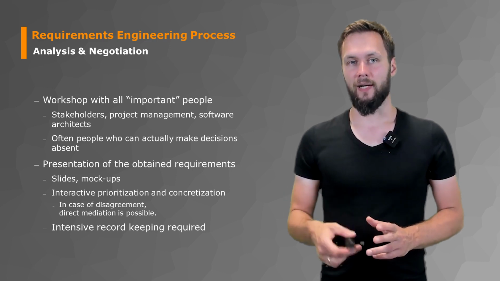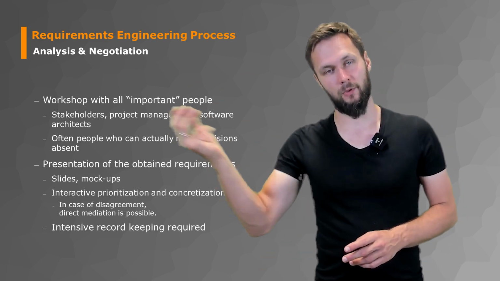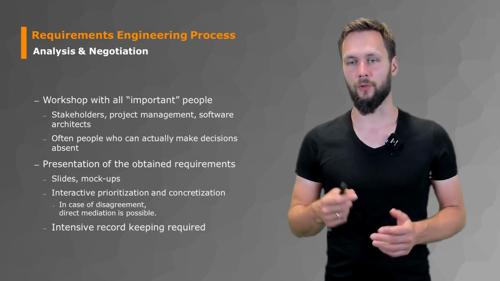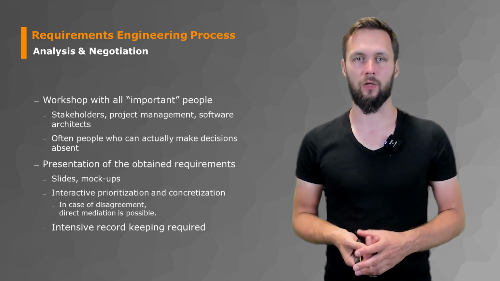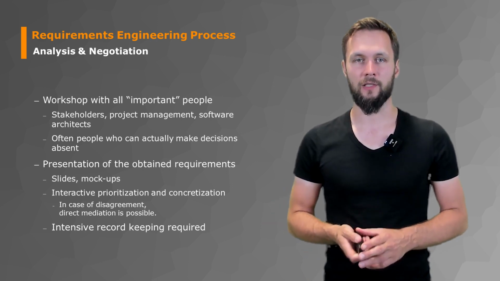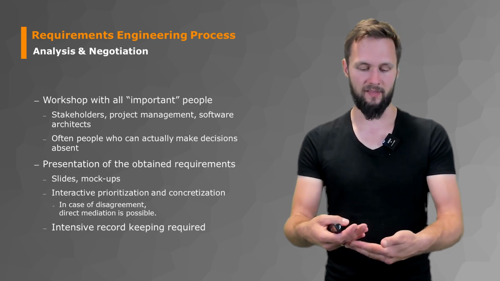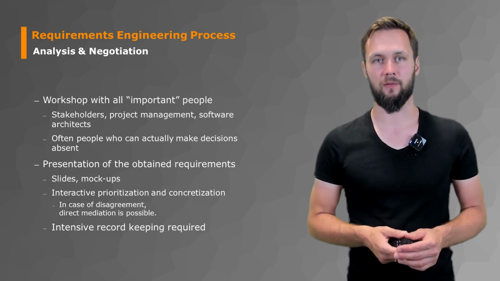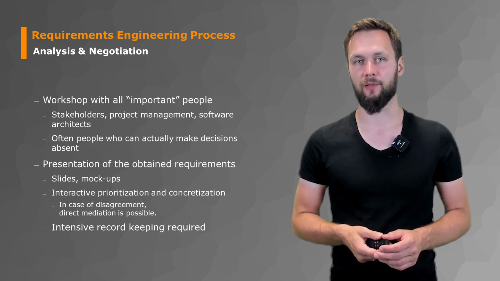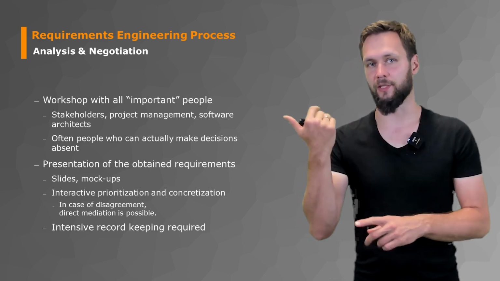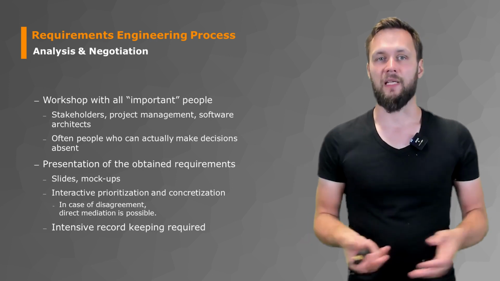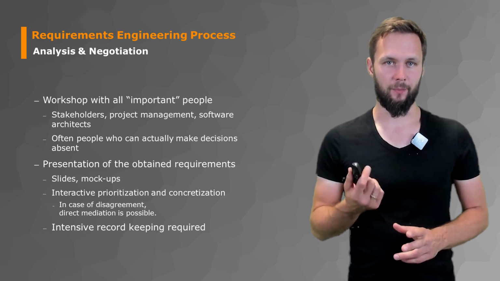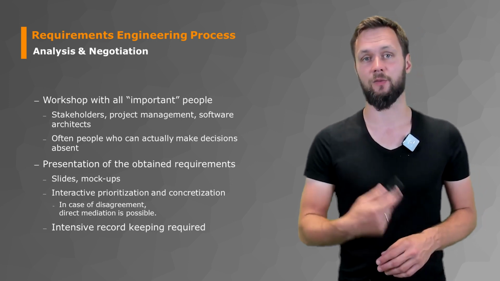And in parallel, writing the specification, which then leads you to the next part that we're going to talk about in a few seconds. And then distribution of those initial specifications, that you usually call a draft, to these relevant stakeholders, so that they can have a look at this and say, yep, that seems to make sense, or half of it is missing. And workshops with all important people are often also part of this negotiation phase. Stakeholders, project managers, software architects, or any other people who might be relevant.